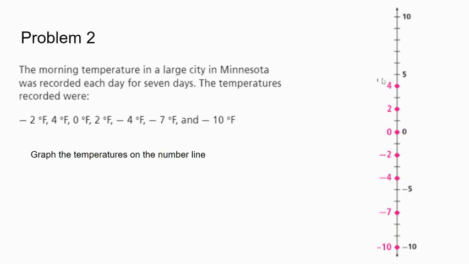So here in pink, we have graphed all of the temperatures for Minnesota for 7 days. Starting from 0, we have +2 and +4 degrees Fahrenheit. We have -2 degrees Fahrenheit, -4, -7, and -10 degrees Fahrenheit.